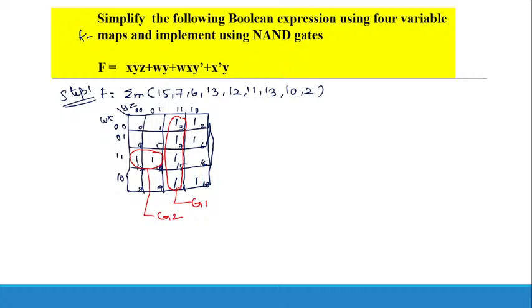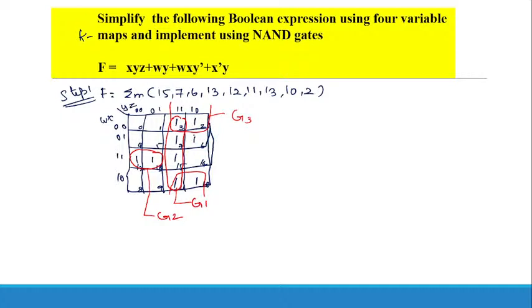So 10 is adjacent to 11. Yes, I could club. 10 and 11 are adjacent to 2 and 3. So according to folding method, I can group and form this as group 3. Okay. Now, so in a way I am borrowing from this group.